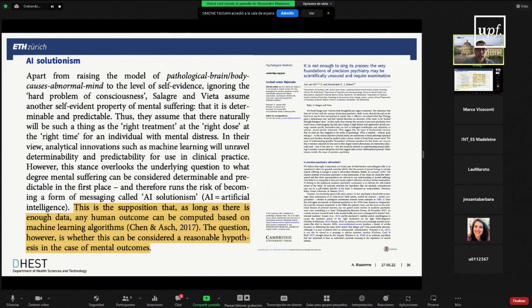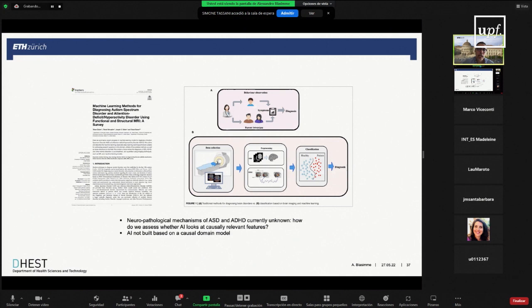AI solutionism is the last problem that I want to focus on. This is the idea that as long as you have data, you can compute any human outcome based on machine learning. But there are areas in which this is not so obvious. For example, for conditions like autism spectrum disorder or attention deficit hyperactivity disorder, the idea of making a diagnosis based on MRI images might sound interesting, but it's actually quite problematic because we have no reason at the moment to believe that these two conditions in particular have a counterpart in brain morphology.